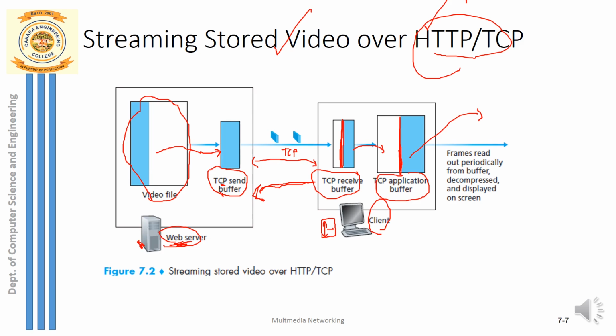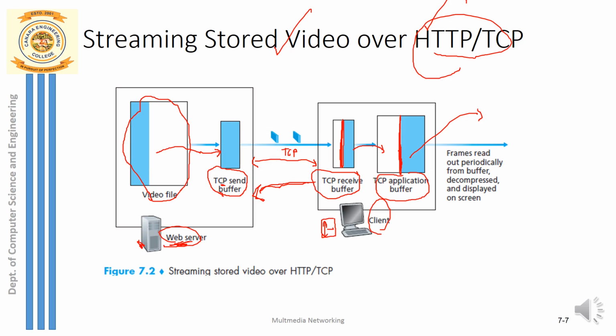Whatever was available in the receive buffer is pushed on to the application buffer side, and once it is filled to some level, it is ready for the user to consume. So the user can now begin his play out, or start consuming these bytes without any problem, without any glitches.